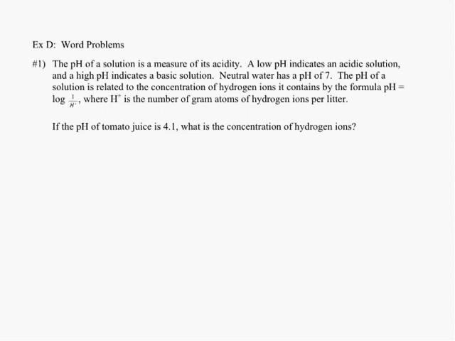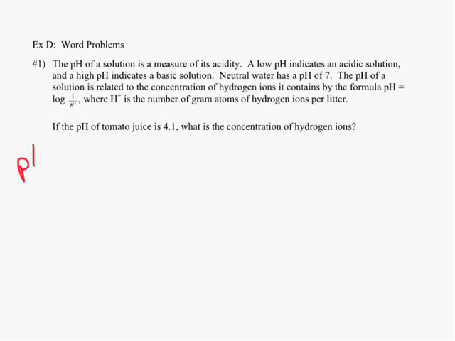...divided by H superscript plus, where H superscript plus is the number of gram atoms of hydrogen ions per liter. I know it says liter. If the pH of tomato juice is 4.1, what is the concentration of hydrogen ions? Let's just start out by writing down the formula.